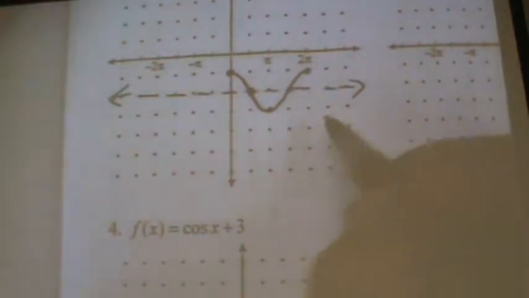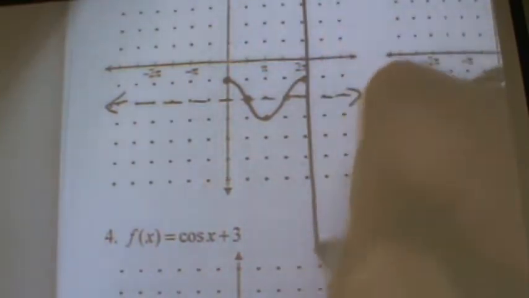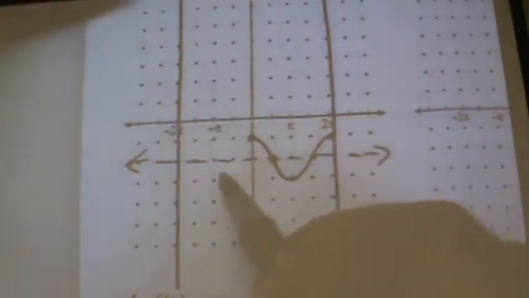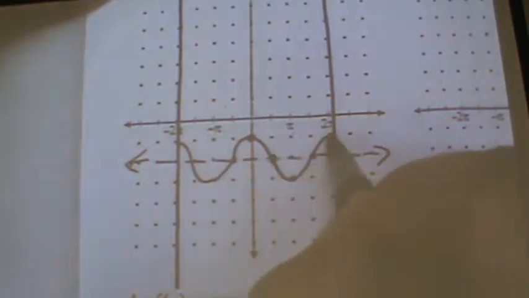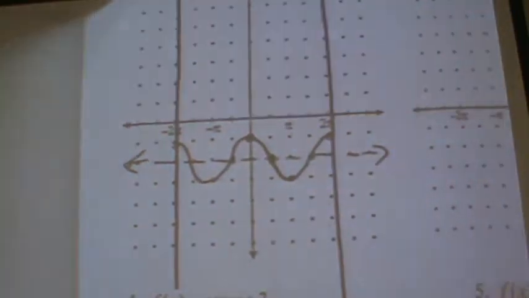Now they want you to graph, I'm just going to draw this line right here. They want you to graph between here and here. So we have to fill in this spot. What happens is this is going to go backwards, this way, this way, this way, and this way. So it kind of looks like a W, doesn't it? Yeah, it looks like a W.